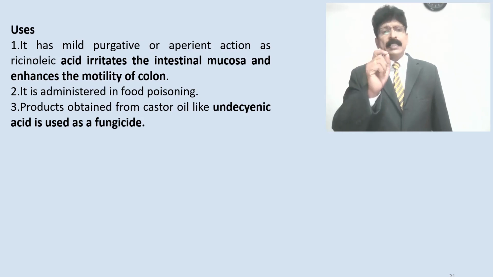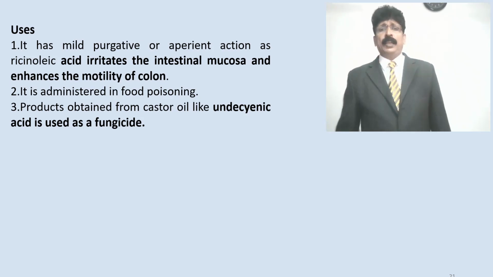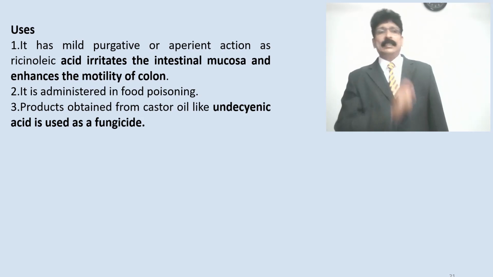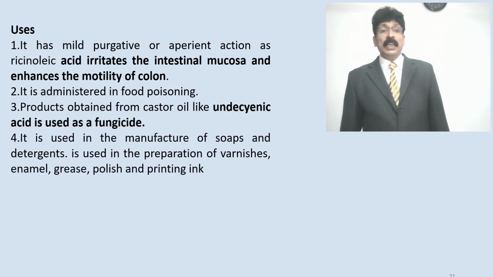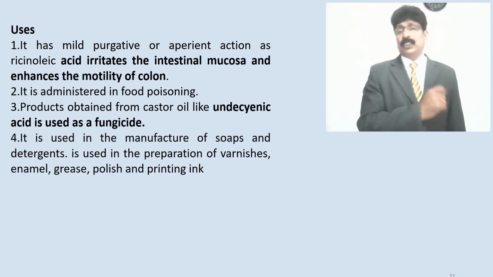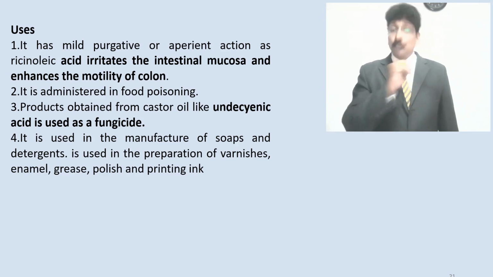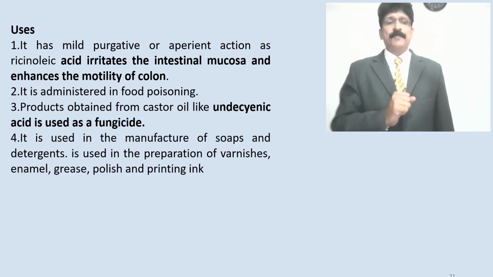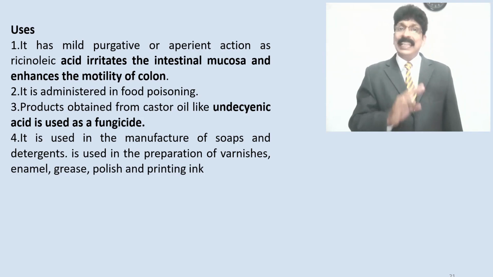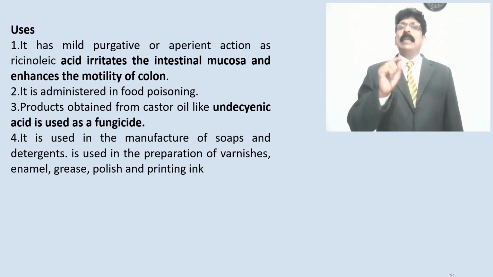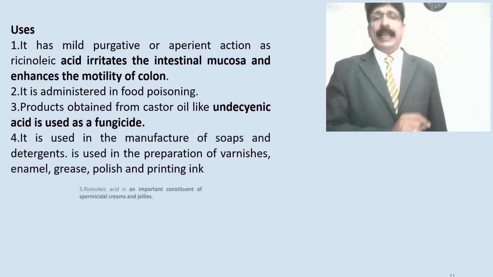Products obtained from castor oil, like undecanoic acid, are used as a fungicide. Castor oil is used in the manufacture of soaps and detergents. It is used in the preparation of varnishes, enamel, grease, polish and printing ink.